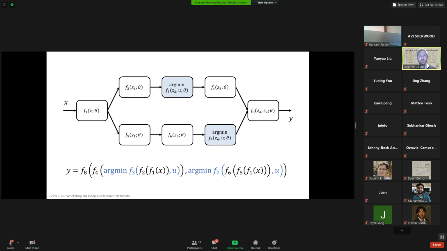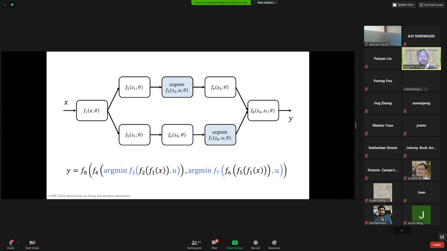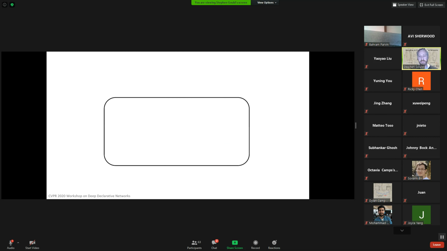The thing that's different about these declarative nodes is that rather than having an explicit function, we have an implicit function, and in particular, this implicit function is found by solving an optimization problem. And so we replace the explicit functions, in this case function 3 and function 7, with an argmin. Then everything looks normal in the forward pass, where we replace the function with this optimization problem and then compose the network as this composition of functions.